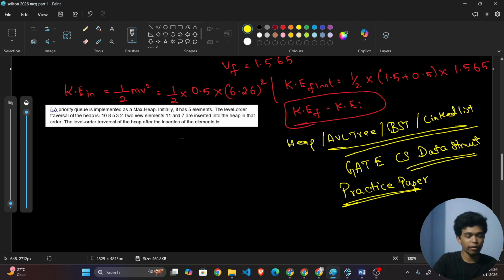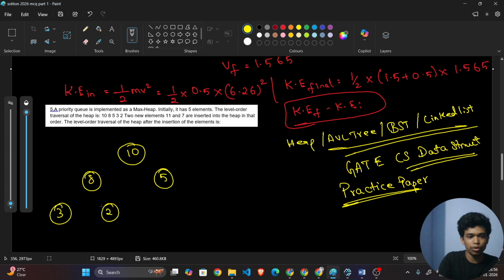So they have given the level order traversal, which means they have given it level by level: initially there is 10, then there is 8 and 5, then there is 3 and 2. Always remember how the heap is implemented. The heap is implemented using an array, but it is imagined like a tree, a complete binary tree.